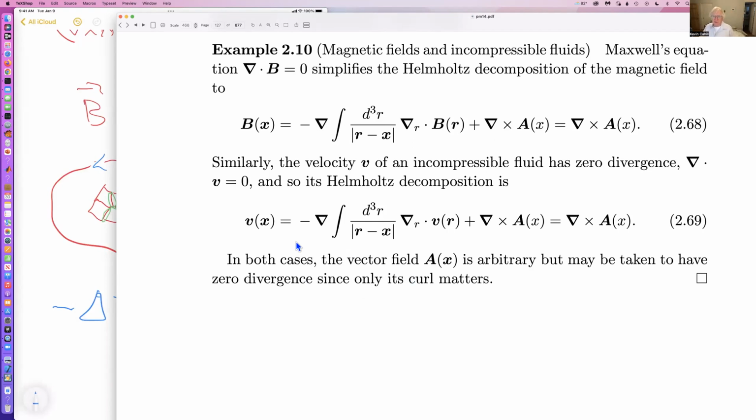Also for an incompressible fluid, what you have is that the divergence of the velocity flow vanishes. By the way, the term incompressible fluid is not meant literally, because any ordinary fluid is compressible at some pressure. But most fluids are incompressible except under very, very high pressure, and so they're loosely referred to as incompressible.